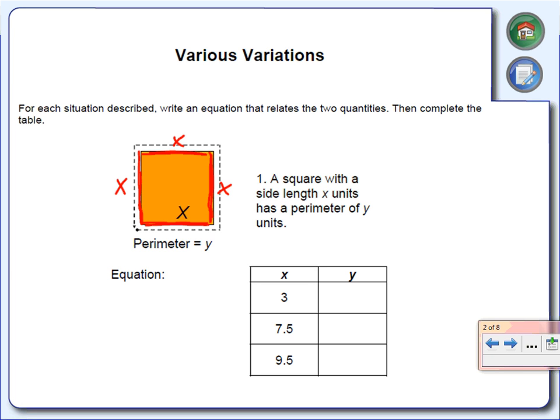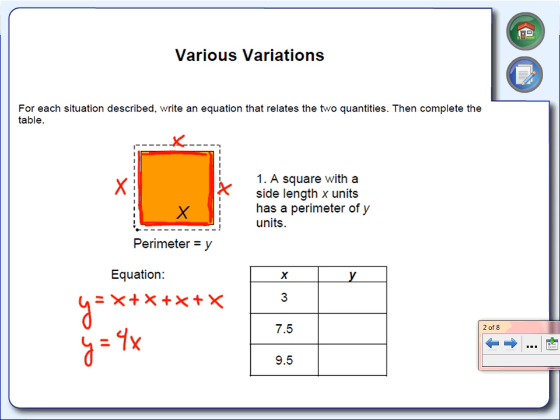So if I wanted to find my perimeter, which we're calling y, what am I going to have to do again? Add up all the x's. So x plus x plus x plus x. Well, we can simplify that, make that look a little nicer. Rather than x plus x plus x plus x, we can also write that as 4x, because there's 4 x's. So this equation would describe the perimeter of this particular shape.